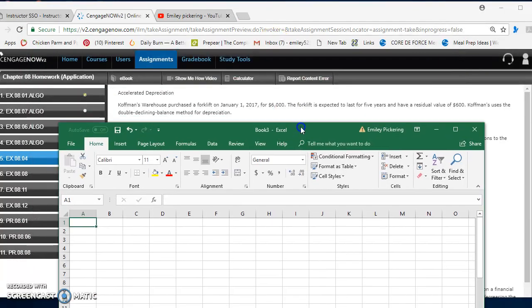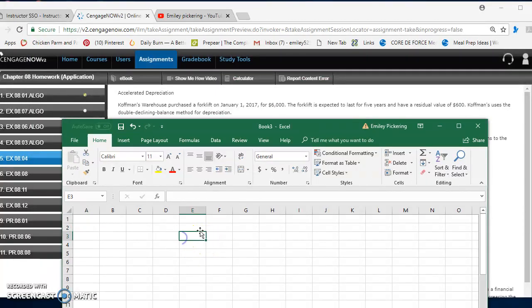All right. So in this case, we have a forklift that was 6,000. It's expected to last 5 years and have a residual value of 6,000. We use the double declining method for depreciation. The thing is that we are not going to take into consideration the residual value just yet. What we need to do is figure out how much we're depreciating per year, and then we're going to get to that residual value.